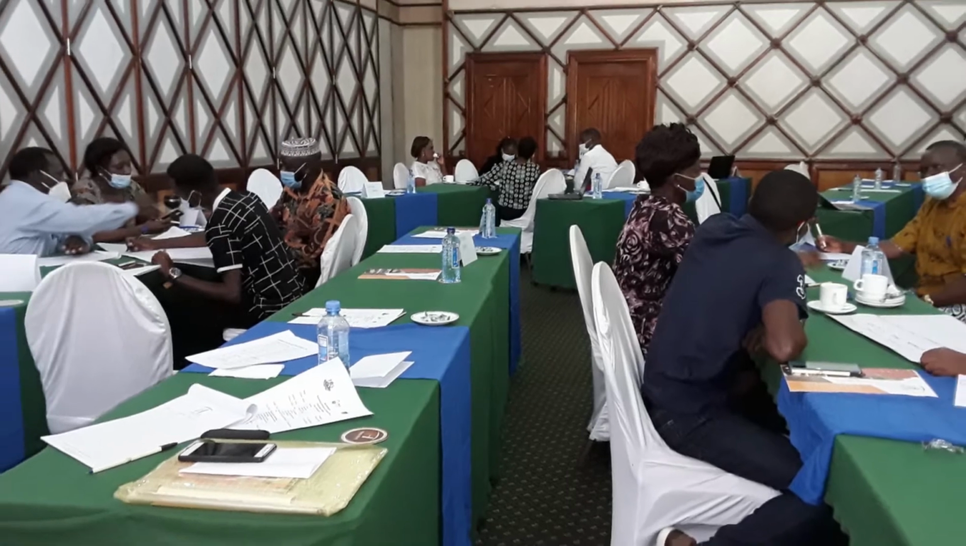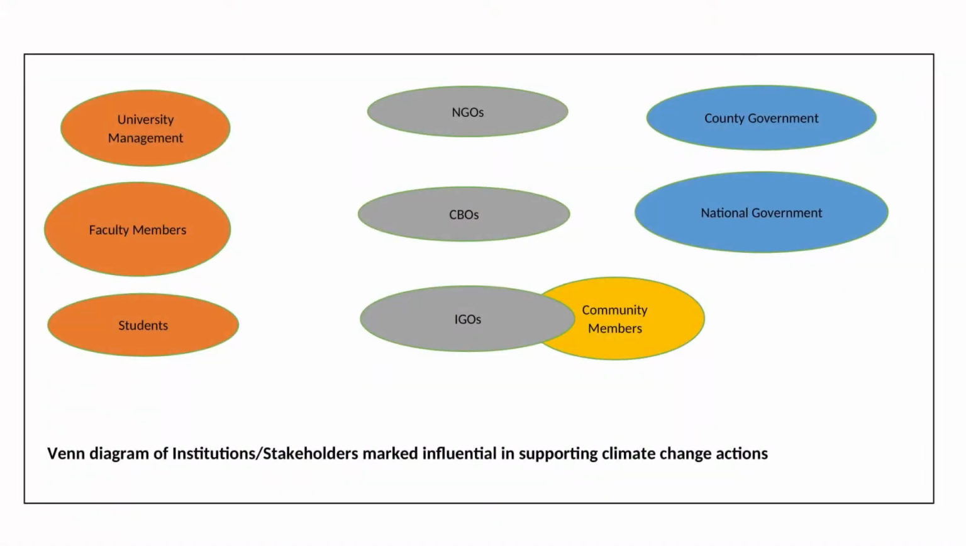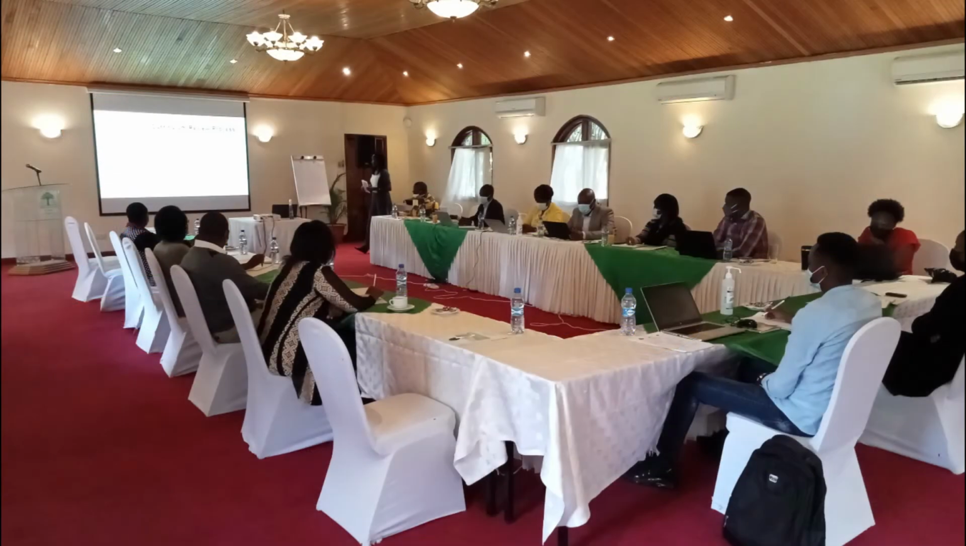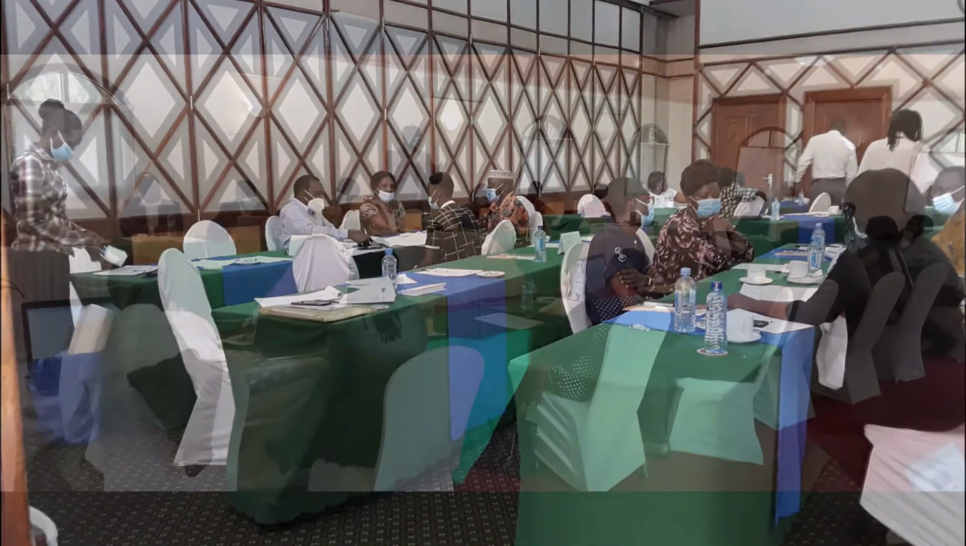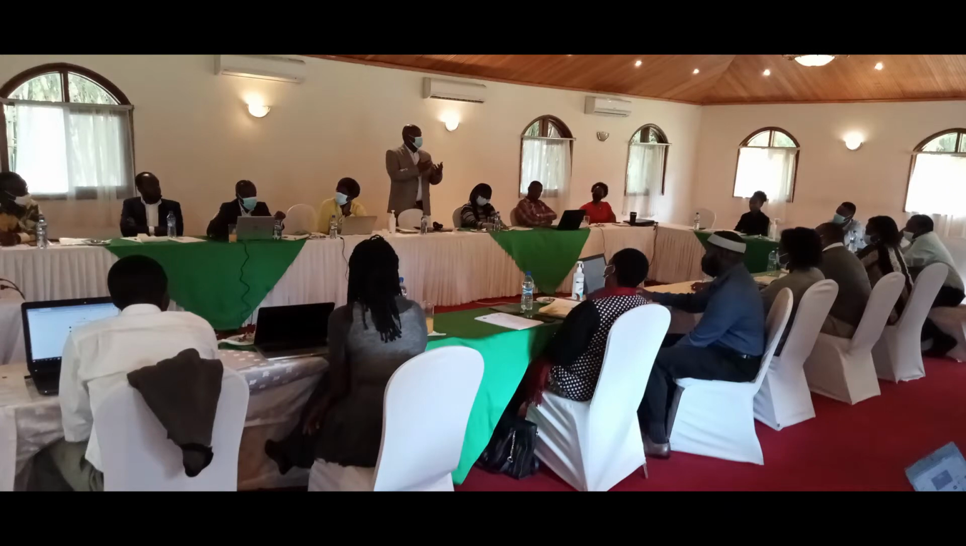At Kenyatta University, we initially used the Venn diagram to map the individuals and institutions that may play a role in shaping climate change adaptation and mitigation actions at the institution and neighboring community. Through the mapping, we identified stakeholders representing the university management, faculty members, students, community members, representatives from the county and national government. Representatives of the NGOs, CBOs, and intergovernmental organizations working on climate change initiatives were also included.